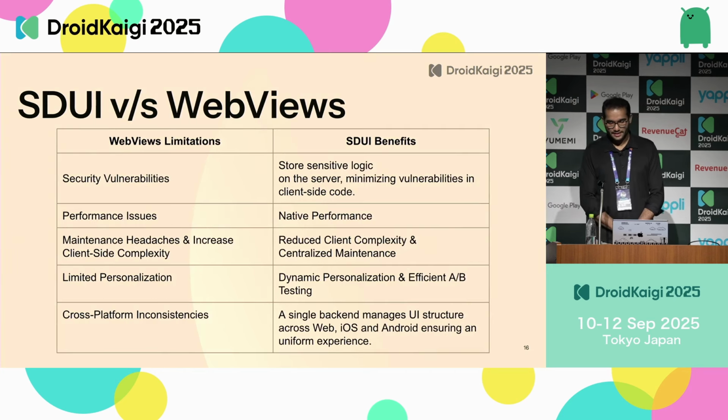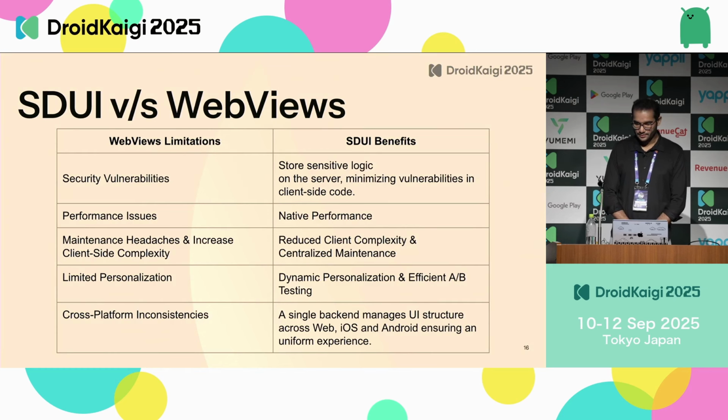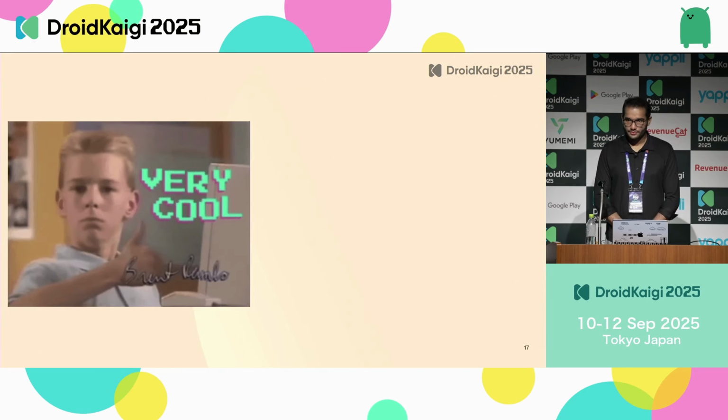Here is a side-by-side comparison of WebViews, their limitations, and SDUI benefits. SDUI reduces the big problems of WebViews. It's agile, updates are instant, and security is stronger because everything is native. And the most important part is that it is native. It's a great way to deliver dynamic content to apps in no time. Pretty cool, right?